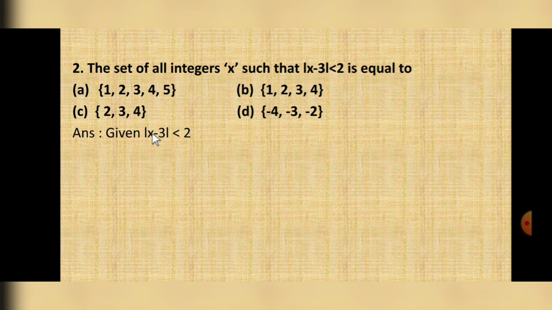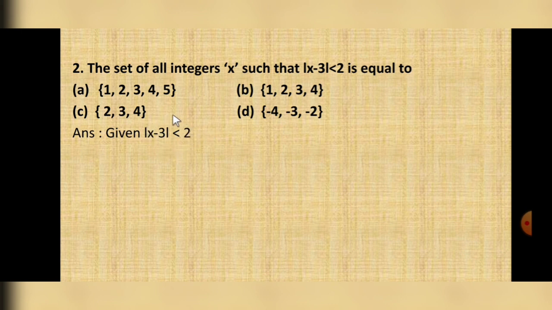The next number, if we substitute x equal to 3, 3 minus 3 is 0. 0 is also less than 2. So that also satisfies this given condition. So we can take x equal to 2 and 3. Next number is 4. 4 minus 3 will get 1. So 1 is less than 2. So 4 also we can take here. Next if we substitute 5, 5 minus 3 is 2, and 2 is not less than 2, so that one is not satisfied.